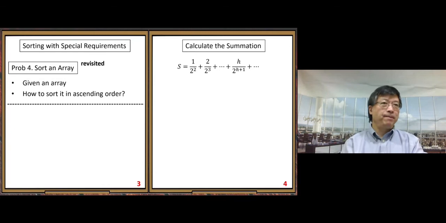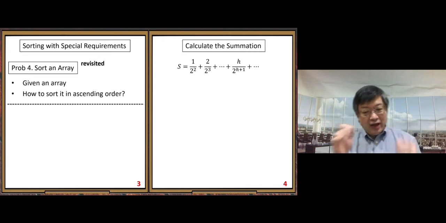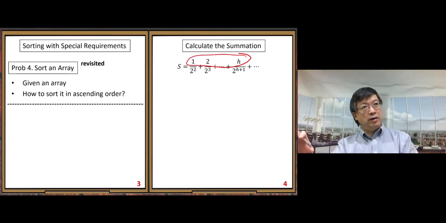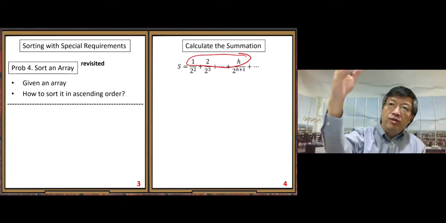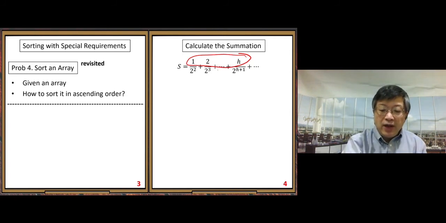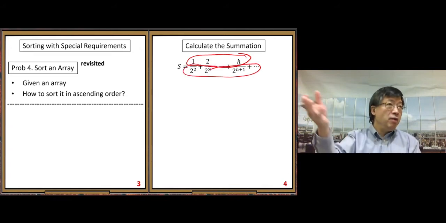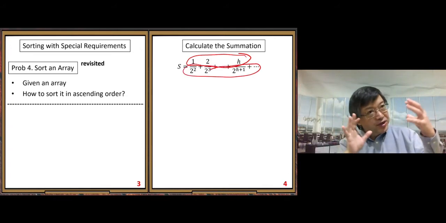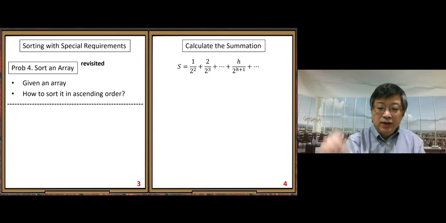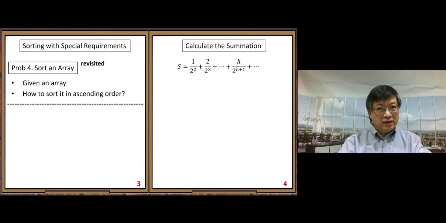For this summation, you can see it is not an arithmetic series, it is not a geometric series, but actually we mix them. If you only look at the numerator part, not the denominator part, it is an arithmetic series. But if you look at the denominator part, it is a geometric series. So you mix these two, and now you get a new series. All right, so let's do the calculation.